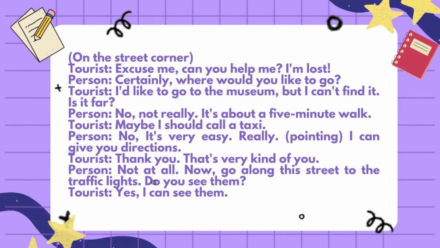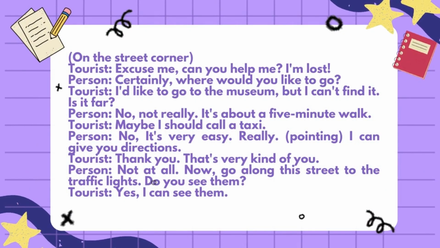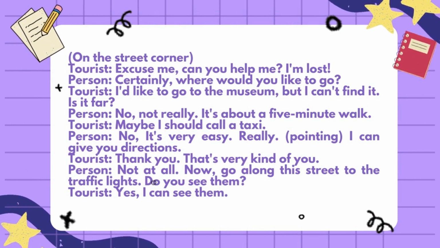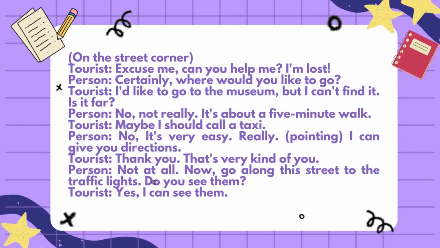Practice dialogue, directions to the museum. On the street corner. Excuse me, can you help me? I'm lost. Certainly, where would you like to go? I'd like to go to the museum, but I can't find it. Is it far? No, not really. It's about a 5-minute walk. Maybe I should call a taxi. No, it's very easy. Really? I can give you directions. Thank you. That's very kind of you.